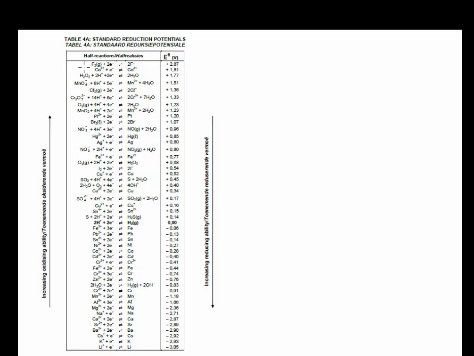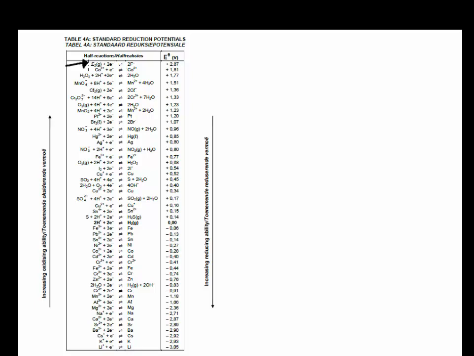F2 plus 2 electrons will form 2F minus. Now we know that fluorine is a non-metal. If you look at your periodic table, you'll also see that it's the most electronegative element on the periodic table. Fluorine really wants to get rid of its status as an element with only 7 electrons in its outer orbital. So fluorine really wants to absorb an electron.